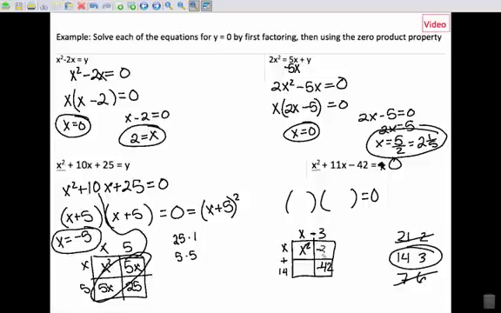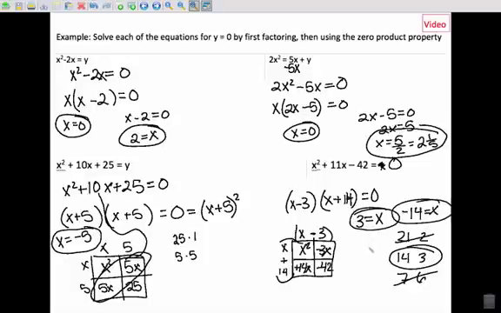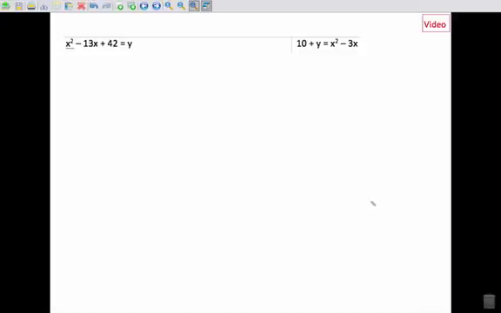So this would give me a negative 3x and a positive 14x, and those together would give me 11 x's if we are doing our FOIL method. So my final factors here are x minus 3 and x plus 14, which means our zeros would be 3 and negative 14. Those would be the places where the parabolas cross the x-axis. Okay. All right. A couple more here.